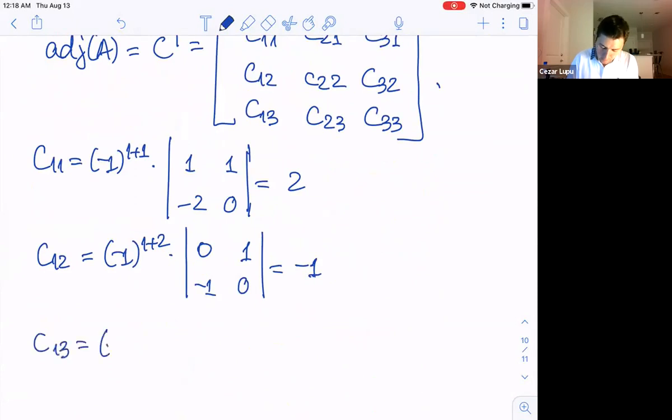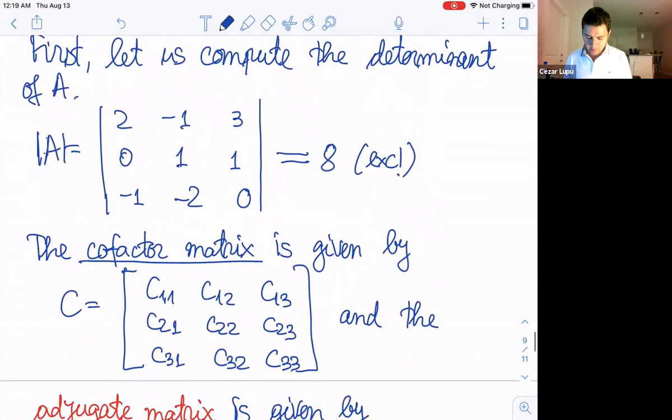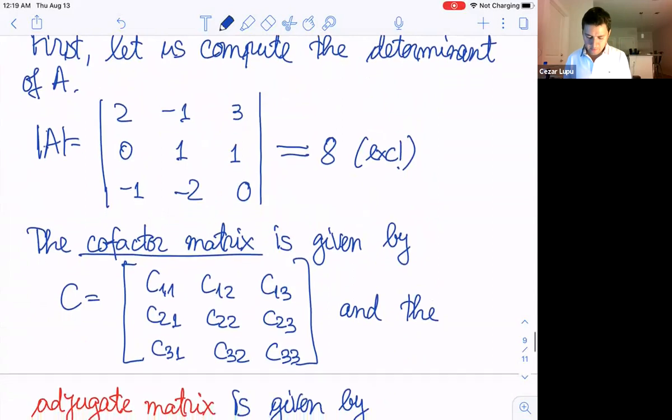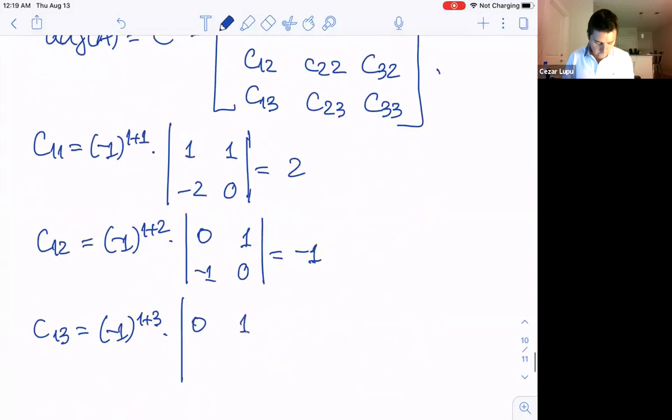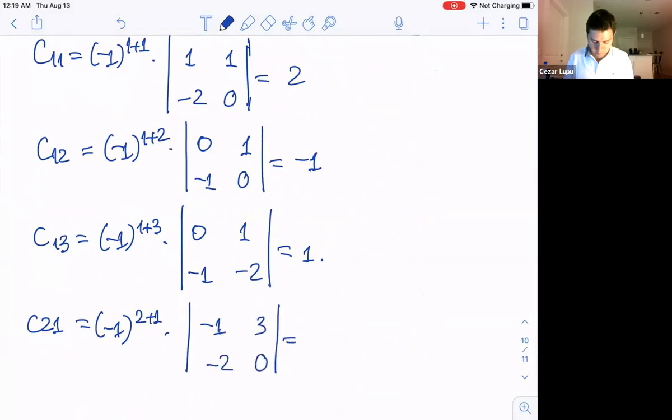C13 will be this one times 2, 1, 3, 0, 1, negative 1, negative 2, which will give us 1. And now let's move to the second row. C21 will be, which will be negative 6.